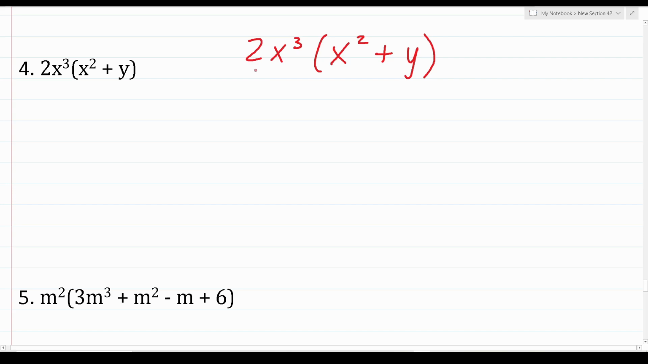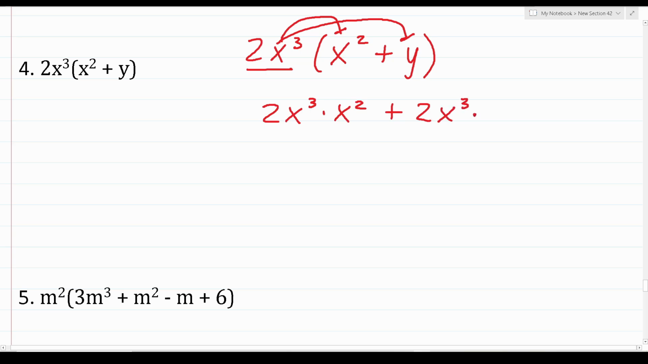That is to say, we're going to take this 2x, we're going to multiply it to this term, and then after we do that, we're going to have to multiply it to this term. So let's go ahead and do that. Again, if it's helpful, there's an imaginary 1 here. So this becomes 2x to the 3rd times x squared plus 2x to the 3rd times y.